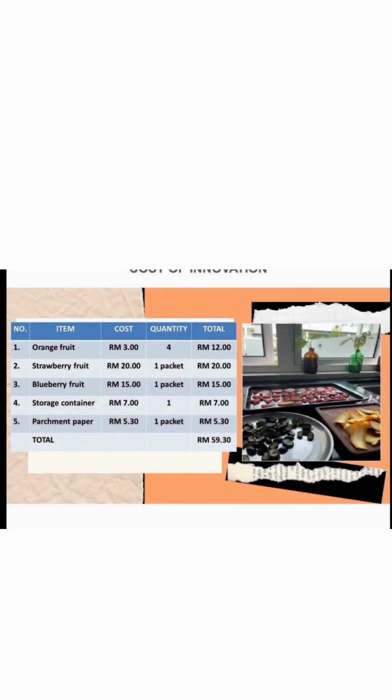As for the cost of our innovation, we wanted it to be cost effective. So we only chose localized items such as fruits, which are orange, strawberry, and blueberry, and it only cost us 59 ringgit 30 cents only.